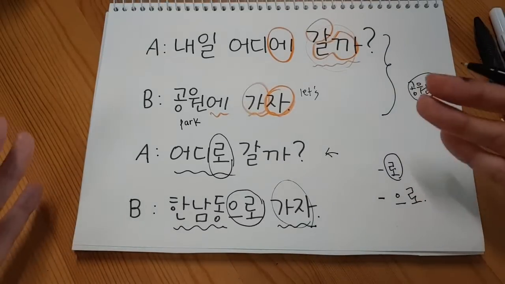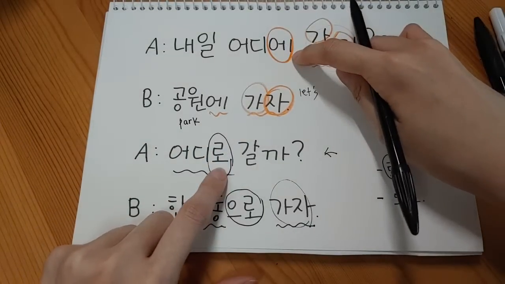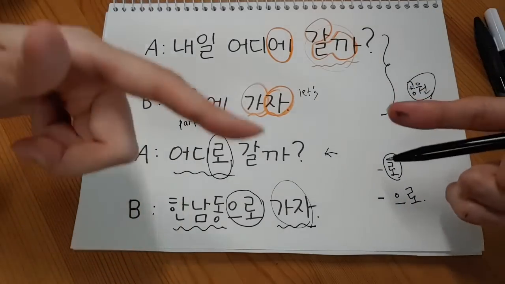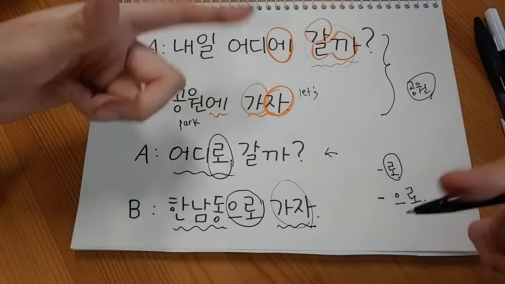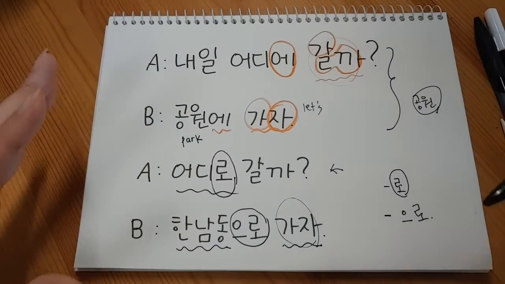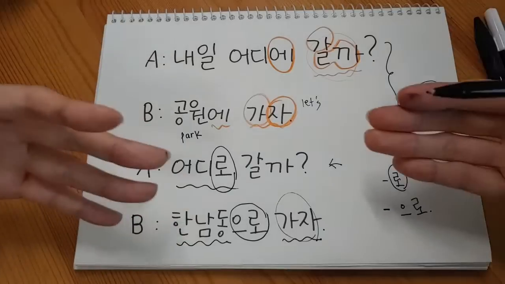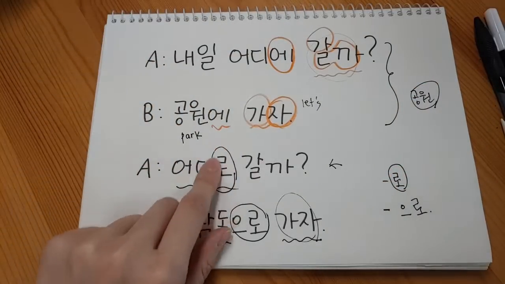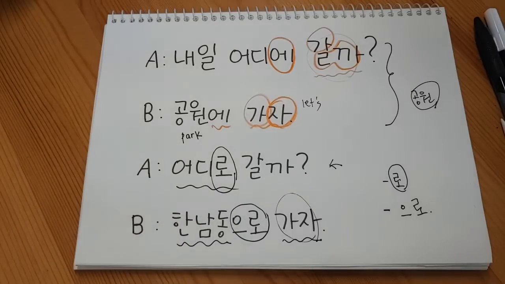Does this make sense? This is a very subtle difference, so it might take time to get used to, but I just want you to have the knowledge on this so that you get the context. Like you don't get extra confused. Like why is he asking me back with 로? Do you see what I mean? So that's the difference.